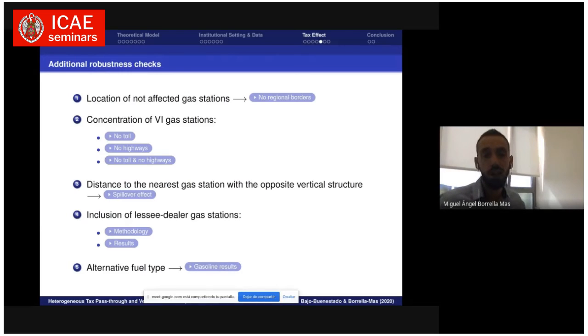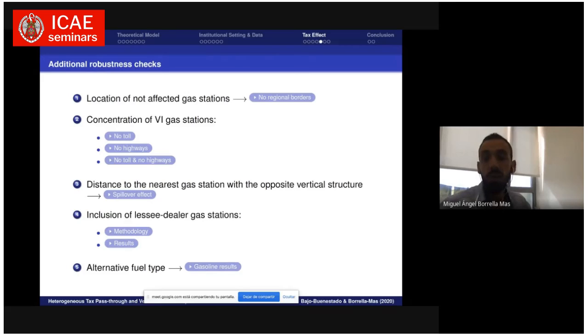All gas stations in toll highways are vertically integrated, and also in highways. And here we have a different pattern. We have more vertically integrated gas stations in Aragon and Navarra, and more vertically independent gas stations in La Rioja and El País Vasco. So we do the robustness check of dropping all gas stations located in toll highways, all gas stations located in highways, and all gas stations located in both types of roads.